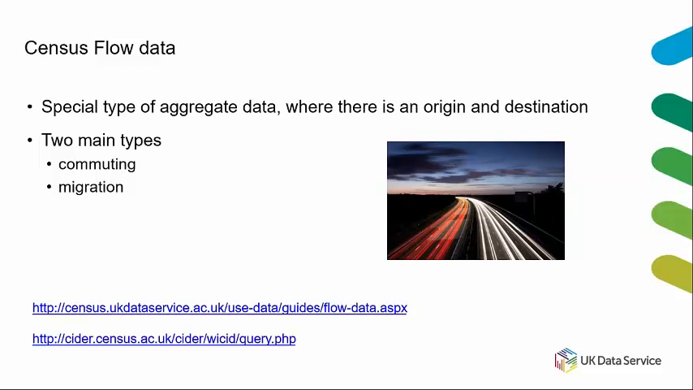So currently, migration and commuting data from the 1981, 1991, 2001 and 2011 censuses are available through Wicked, as another online resource that we have, as well as some annual migration data derived from the NHS patient registers. You can find the links to Wicked on our website.